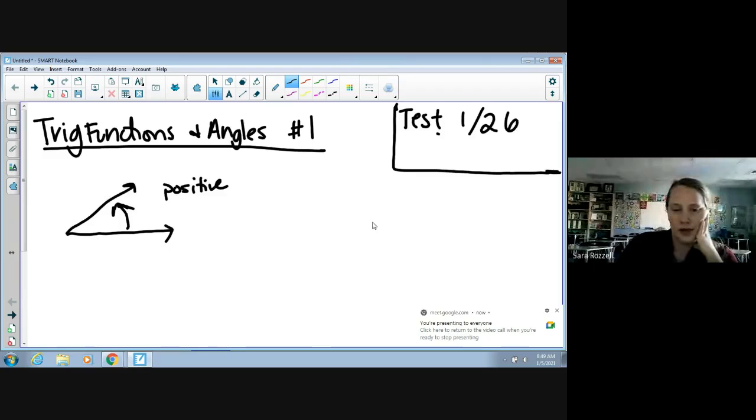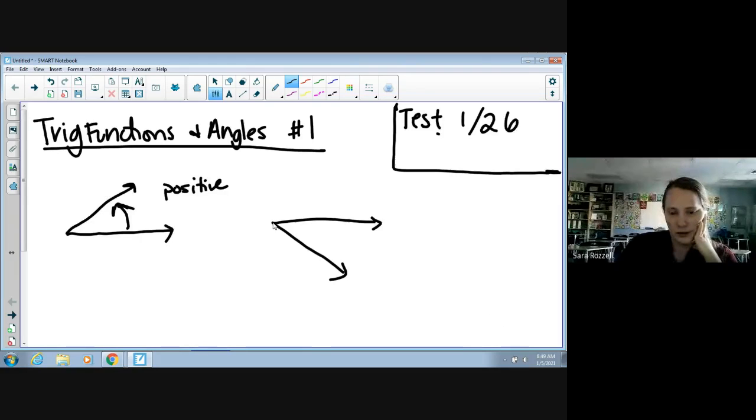Okay. And if we're going the other way, if we start there, this is always our starting line when we're talking about angles, and we are going the other way, there'll always be an arrow to indicate which way your angle is going. This is a negative angle. So if our angle is going counterclockwise, it's positive, and clockwise is negative.